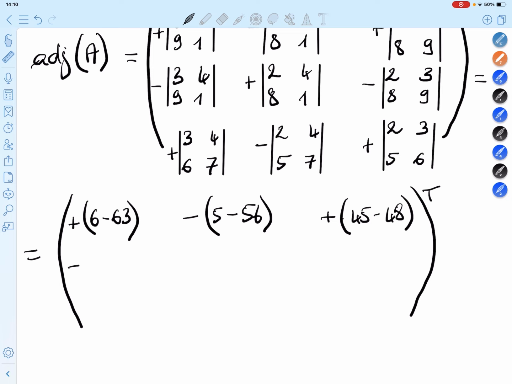Then we put minus 3 times 1 is 3, 9 times 4, 36. Then we put plus 2 times 1 is 2, 8 times 4 is 32.